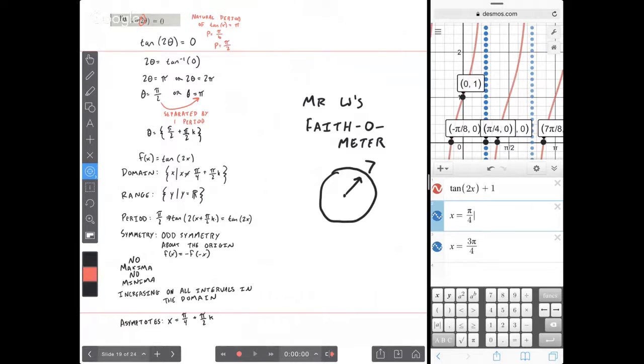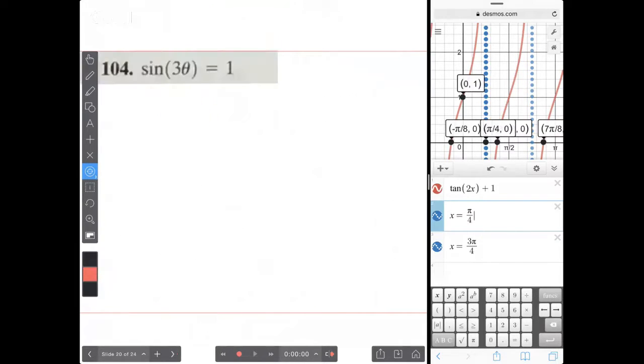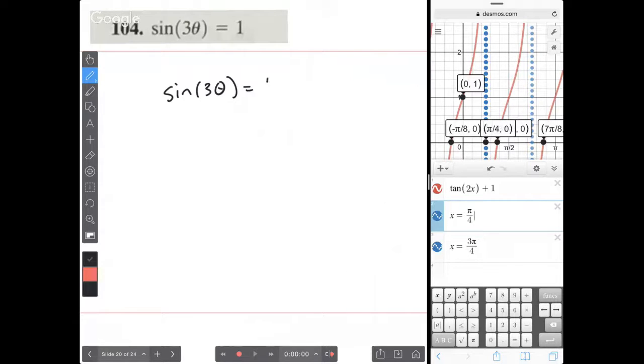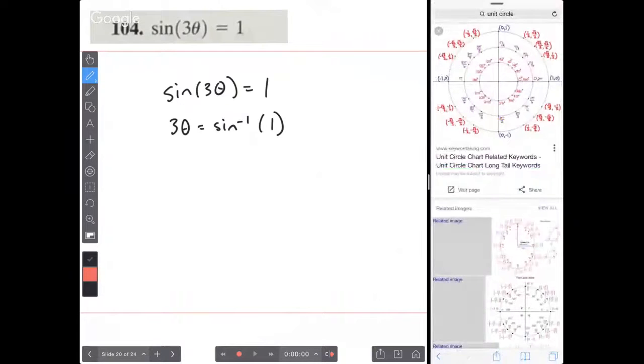Okie doke. Next one up. Sine of 3 theta equals 1. Hey, a nice sine function. So sine of 3 theta equals 1. 3 theta equals inverse sine of 1. I go back to my unit circle. I ask myself, when does sine, which is the y value, equal 1? Y equals 1 at pi over 2. So 3 theta equals pi over 2.